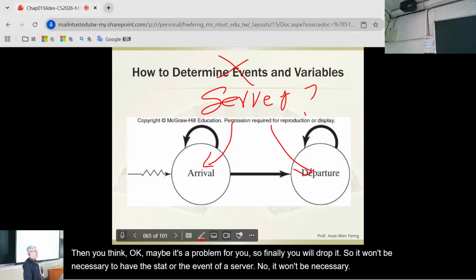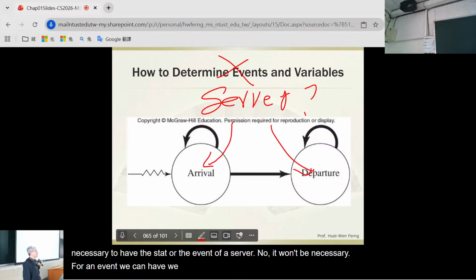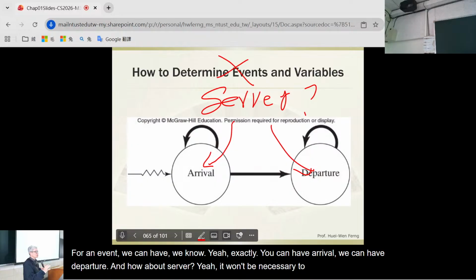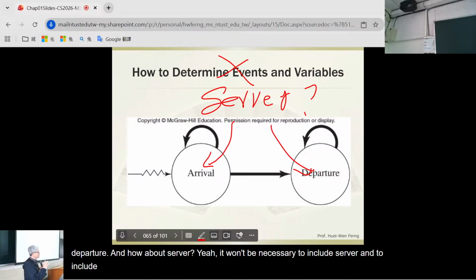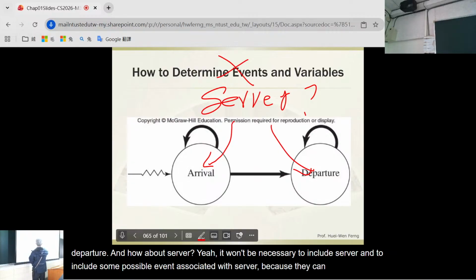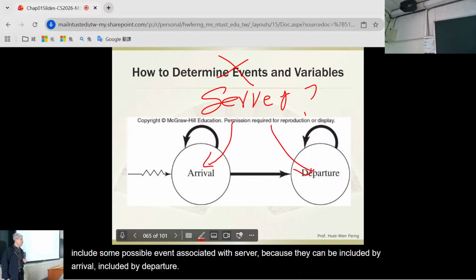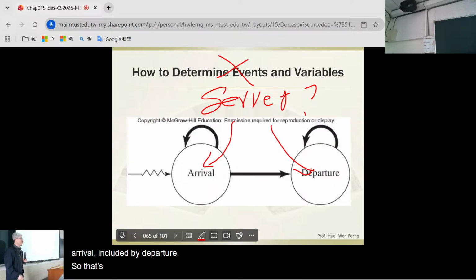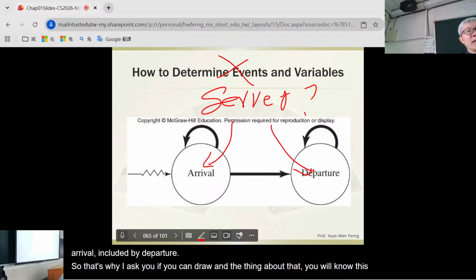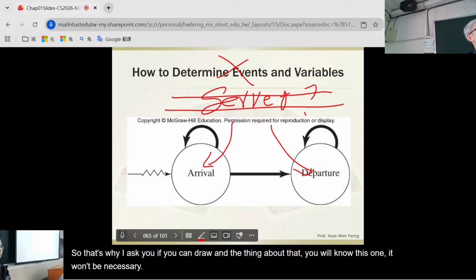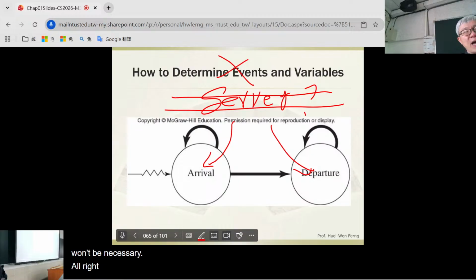All right, we can have arrival, we can have departure. And how about server? It won't be necessary to include server and to include some possible event associated with server, because the event can be included by arrival, included by departure. So that's why I ask you to draw, and then you will know this one won't be necessary. All right, so this is an event diagram.